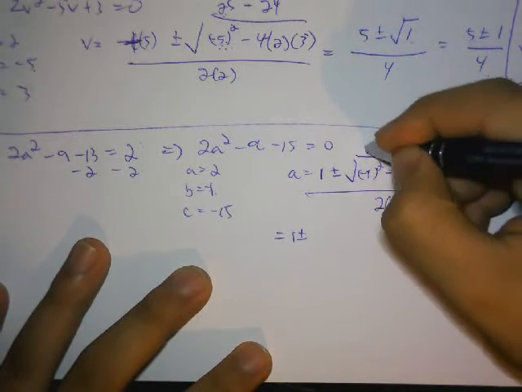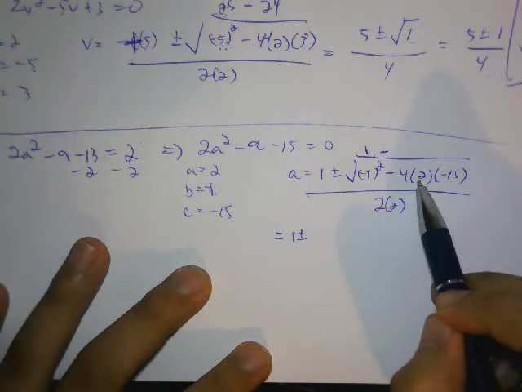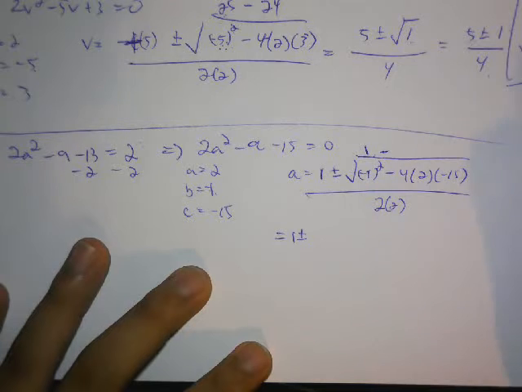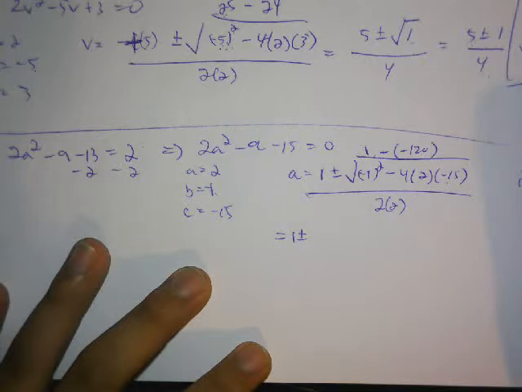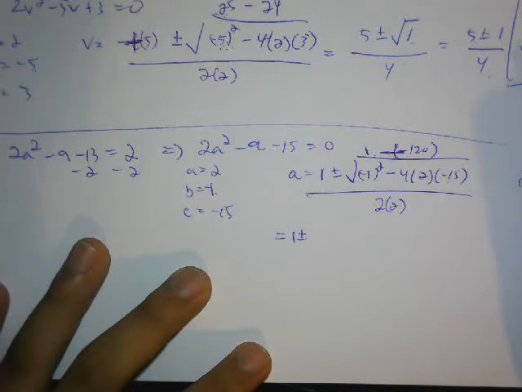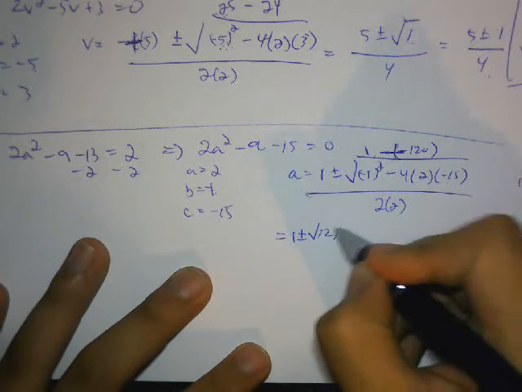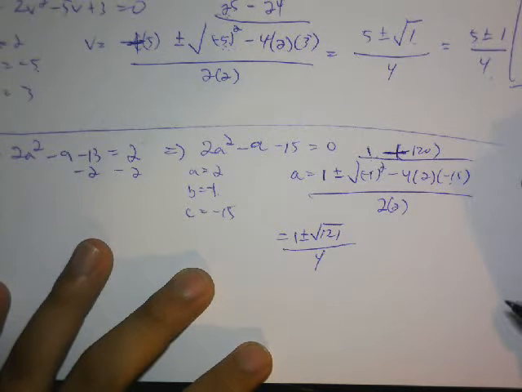Here negative 1 squared is positive 1. Minus 4 times 2 is 8. 8 times 15 is 15 times 8. That's 40. Here's 4. That's 120. Minus negative 15, so that's negative 120. 1 minus negative 120, so we're adding there. That's 121. So the square root of 121, all over 2 times 2, which is 4.